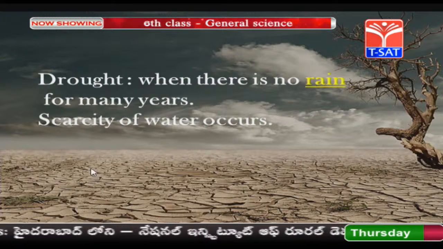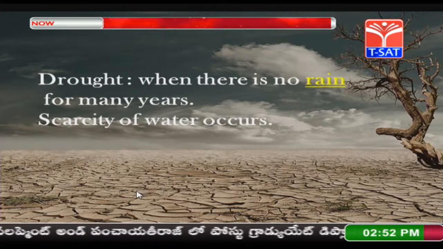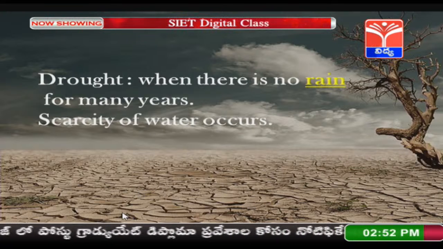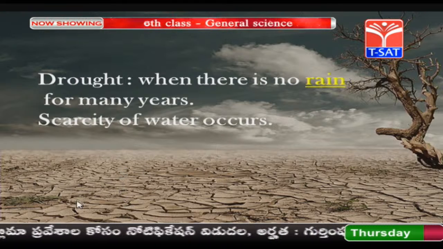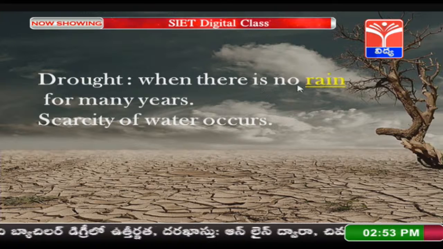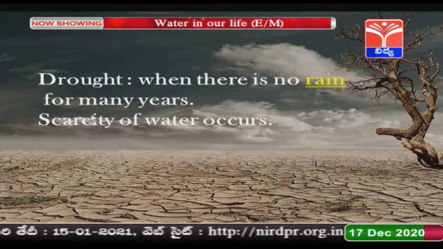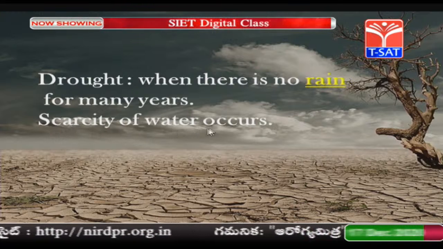You just look at the land, children, it is completely cracked. Why? Because at this place there was no rain for many years. That is why the land becomes completely dry. So, what is drought, children? Drought. When there is no rain for many years, we call it drought, and that is nothing but scarcity of water. So, this is what you see if we do not get rain for many years, and this land is not suitable for the growth of crops.